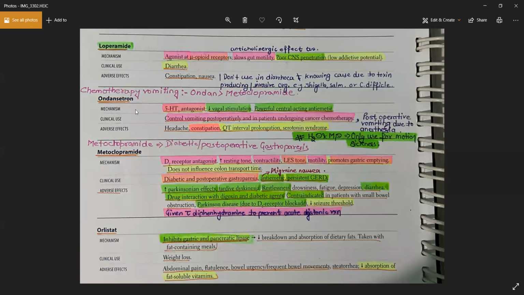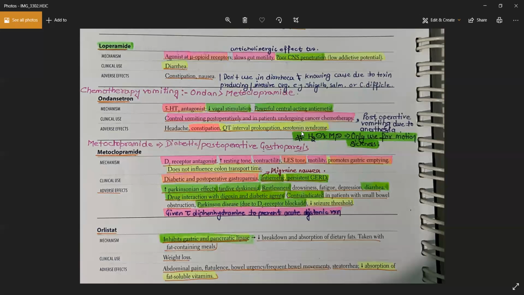Step one will ask you this. They will give you a patient with chemotherapy, and they will ask you about the vomiting. Which drug should be given? They will give you metoclopramide in the answers, and they will give you ondansetron in the answers. So please note, you will choose ondansetron over metoclopramide for post-operative vomiting and chemotherapy-induced vomiting. Side effects include constipation, headache, QT interval prolongation, and serotonin syndrome.